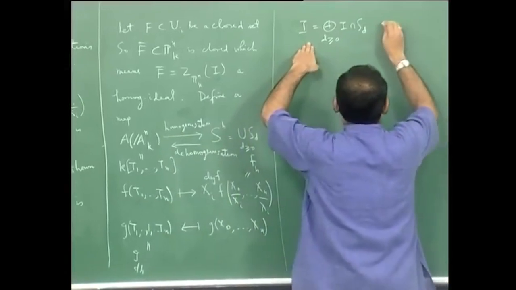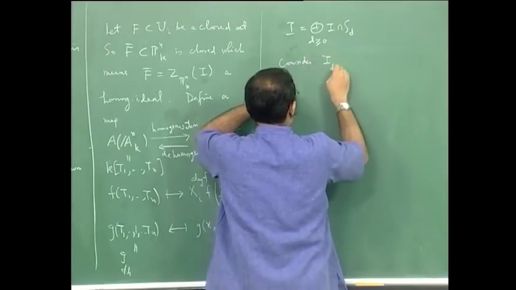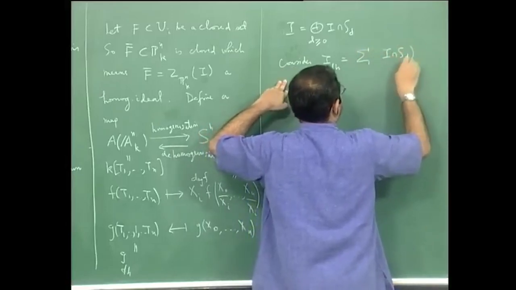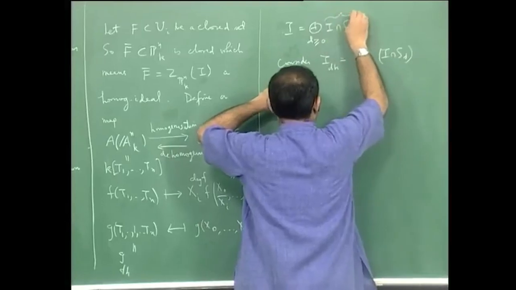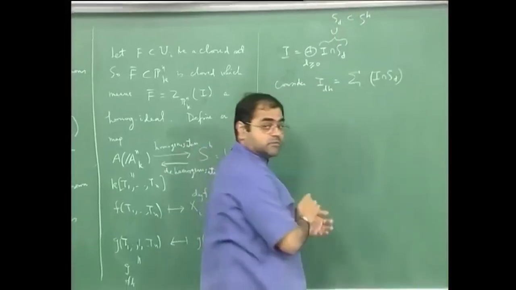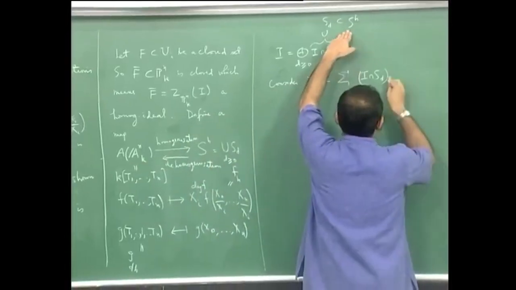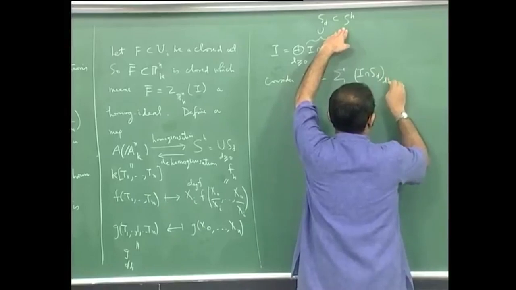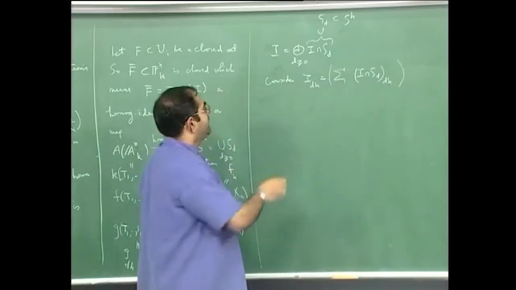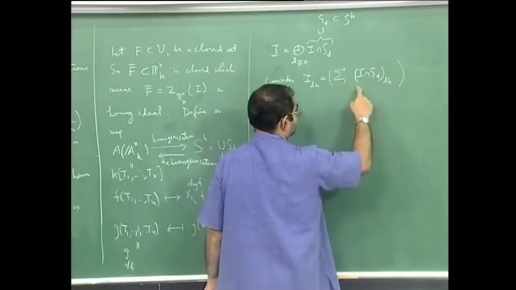And consider I^dh, which by definition is the summation of I intersection S_d. Mind you, this I intersection S_d is sitting inside S_d, which is a subset of S_h, the homogeneous elements, and on S_h I have this dehomogenization map, okay. So I simply take I intersection S_d and dehomogenize it, and then I take the sum. Let me, for safety, take the ideal generated by that. This bracket is supposed to mean the ideal generated by this, all right.